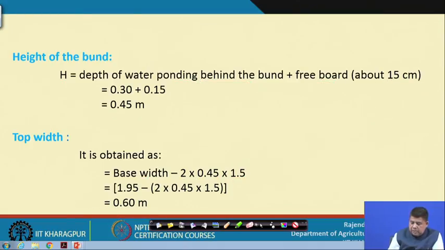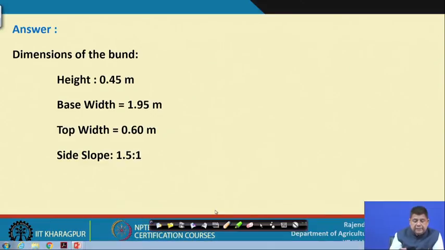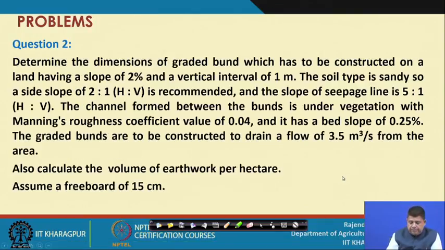So, this way the different dimensions of the bund we obtained are: the height is 0.45 meters, base width is 1.95 meters, top width is 0.6 meters, and side slope, that is soil dependent, which we started with, is 1.5:1. So, this is how we have designed or handled a particular problem. Let us take the next problem.